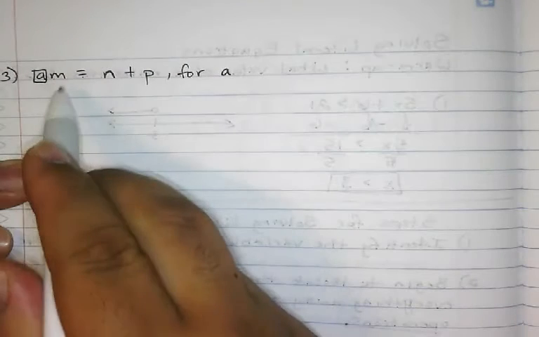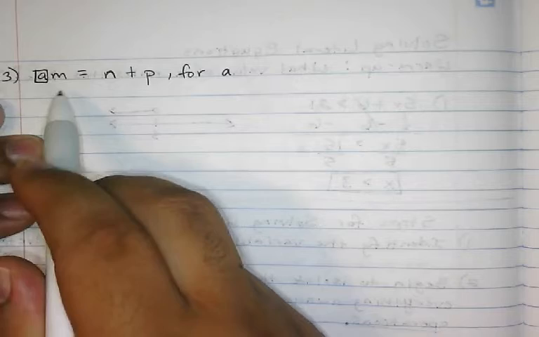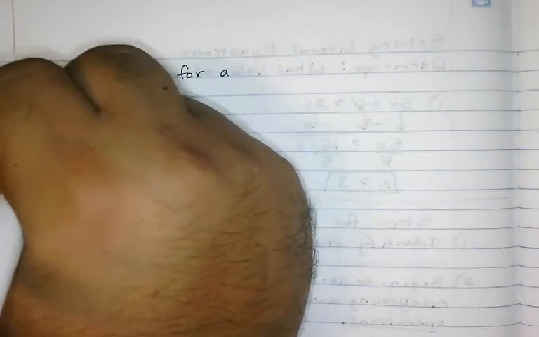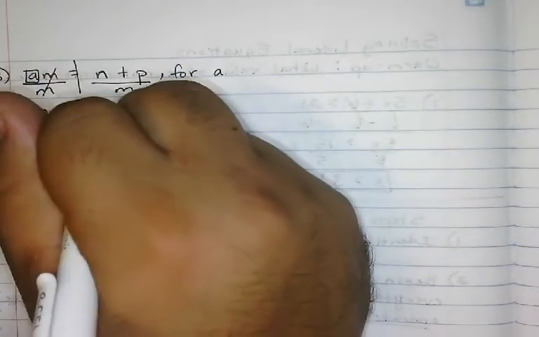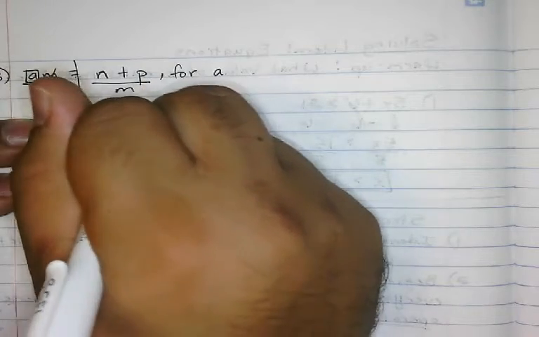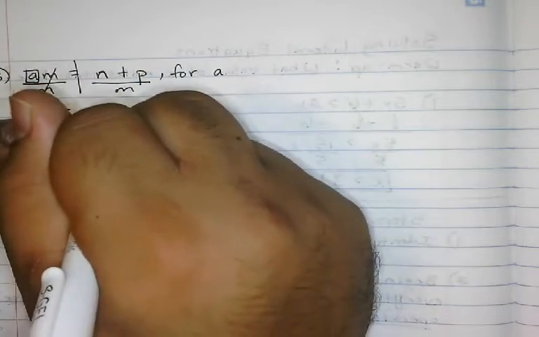It's A times M, right? So my inverse operation would be division. So I have to divide by M. Whatever I did to one side, do it to the other side. So my M's cancel out. Now I'm left with A equals N plus P all divided by M.